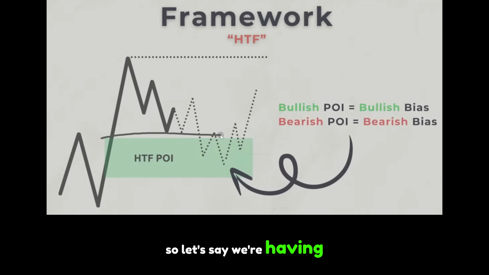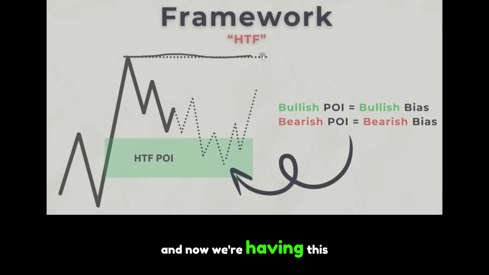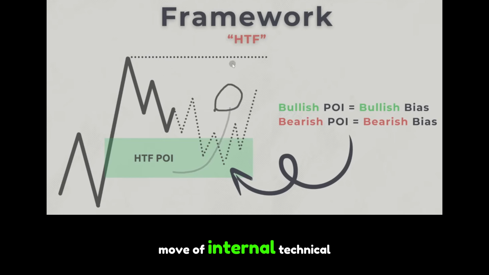So let's say we're having this higher time frame POI, so let's say a fair value gap, and we're breaking above this. So this is a breaker structure here. We're breaking above with a space pin. We're coming lower, and I don't want to trade the external to internal. So just say for any reason, I did not see a setup here, and now we're having this high as an external, and we're having a move of internal to external.